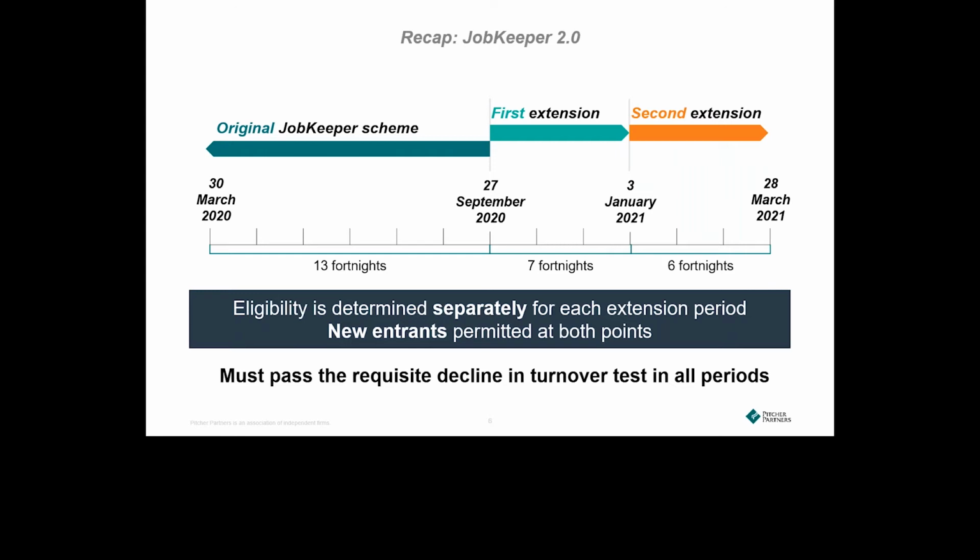And as we've previously presented on, the eligibility requirements are required. You need to satisfy the decline in turnover test in all of the 3 periods in order to qualify for the JobKeeper provision. So if we're in the extension period number 1, which covers 27th of September 2020 to 3rd of January, you do need to have the decline in turnover test satisfied, and it references the September 2020 quarter versus the September 2019 quarter. As we've previously mentioned, new entrants are permitted. So if you've never claimed JobKeeper, you can come into the new extension regime, but you do need to satisfy the decline in turnover tests that apply.